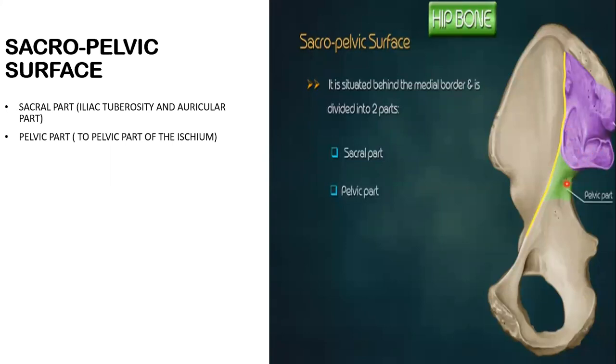Okay? Then you have the pelvic part. The pelvic part is that smooth part inferior to the sacral part. So the sacral part, just by the name itself, is the one that is in contact with the sacrum. And the pelvic part is part of the pelvis. It is continuous with the ischium. As you can see down there, you have the ischium. So the ischium, you have the pubic bone and the ilium there.